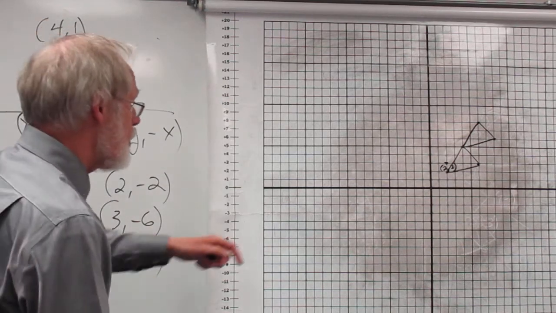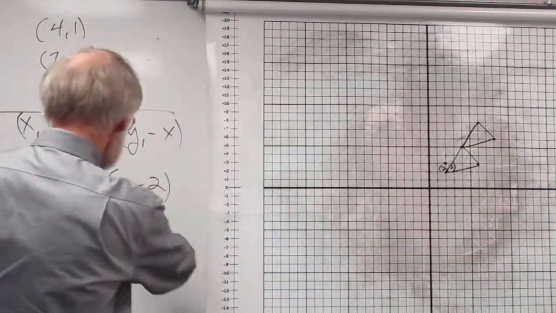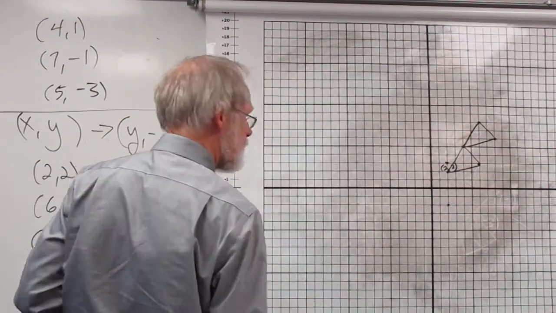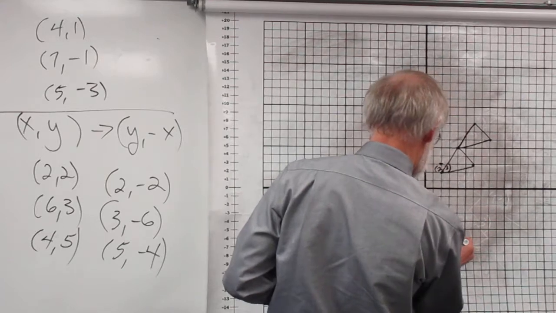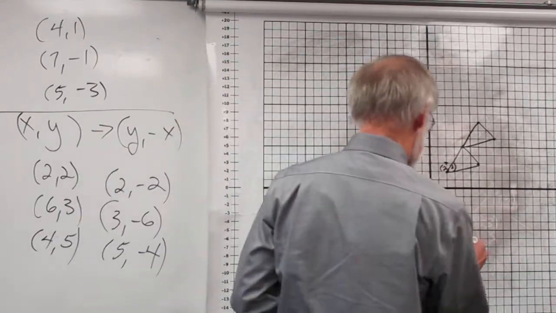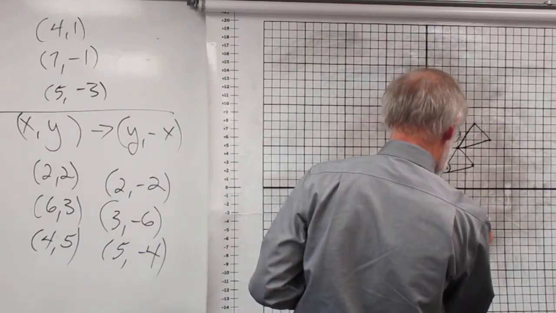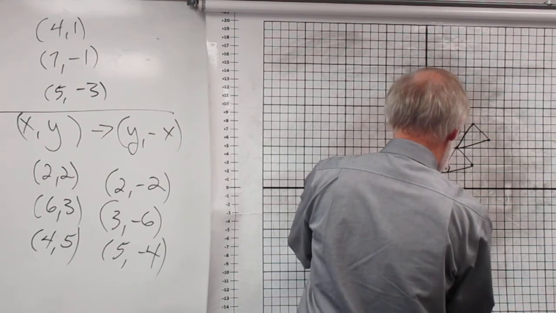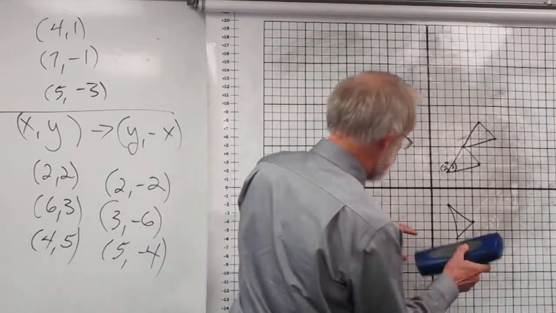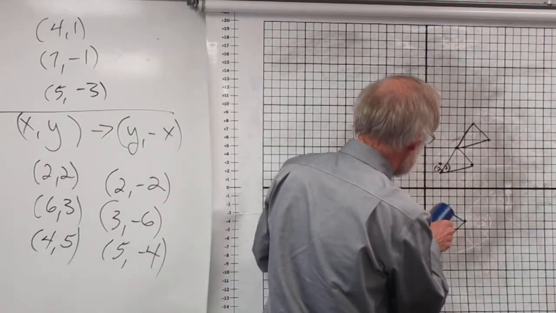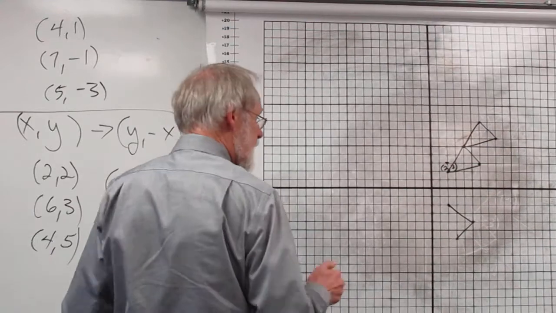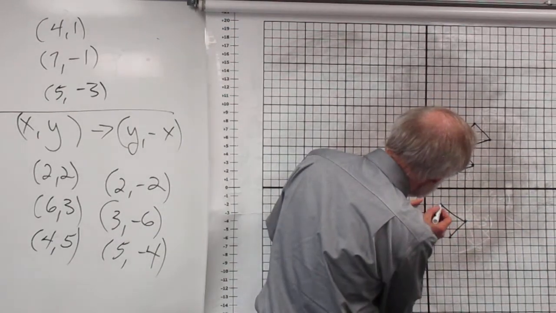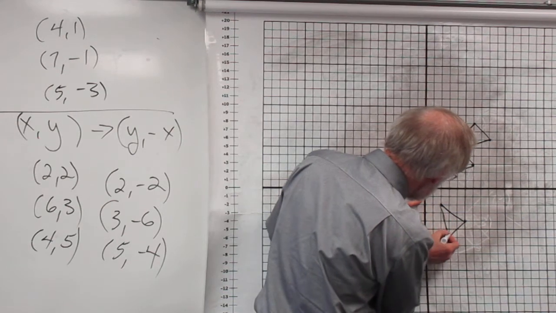All right? So according to this origin now, I'm going to plot 2, negative 2, which is here. I'm going to plot 3, negative 6, which is here. And I'm going to plot 5, negative 4, which is here. All right? Now, that's the rotation. Oops, let's make that line a little bit straighter. That is the rotation, but we're not finished yet because, as you can see, all right, there we go.